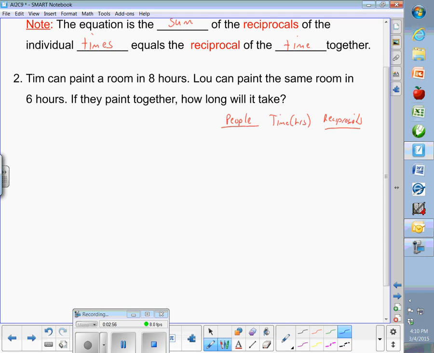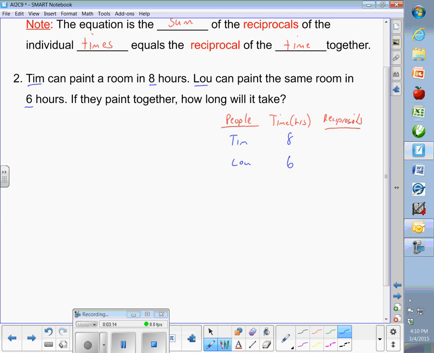All right, so I'm orderly, so I'm going to go in order. The first person we talk about is Tim, so I'm going to put Tim. And Tim's time is 8 hours. All right, easy enough. Tim and 8 hours. Go to the next one. We got Lou, right? Lou can paint the same room in 6 hours. So we got Lou, and we got 6 hours.